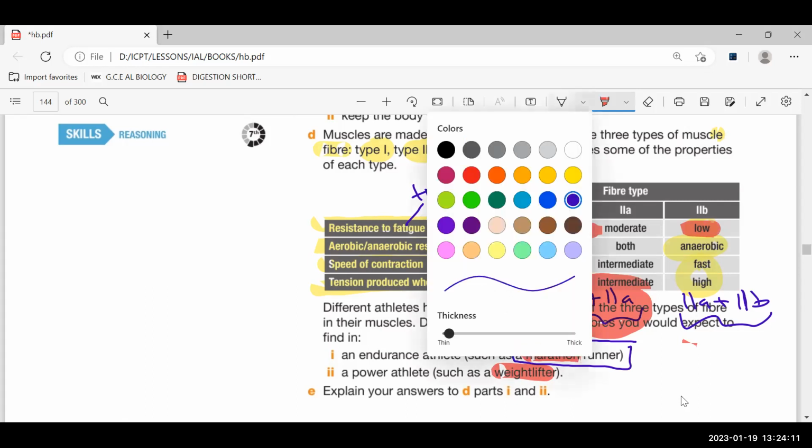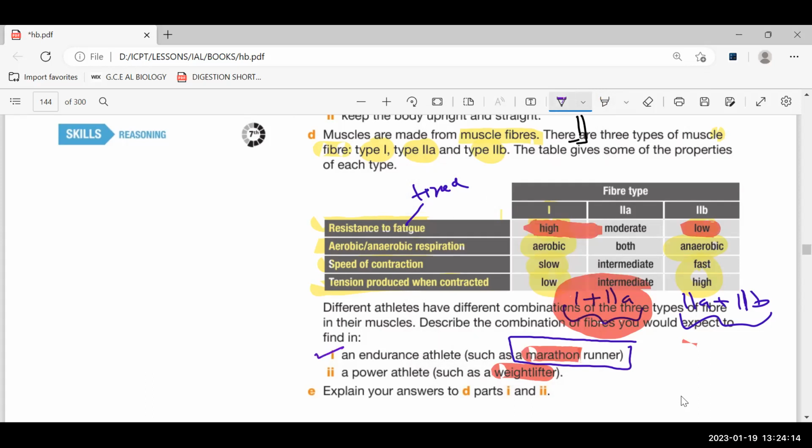So we can explain this. Marathon runners have the first type and maybe a combination of 2A, because they run longer distances and their muscles do not get easily tired or fatigued, and they use aerobic respiration. And endurance is very high. Power athletes and weightlifters need a lot of energy in a short time, so they have this type of muscles.